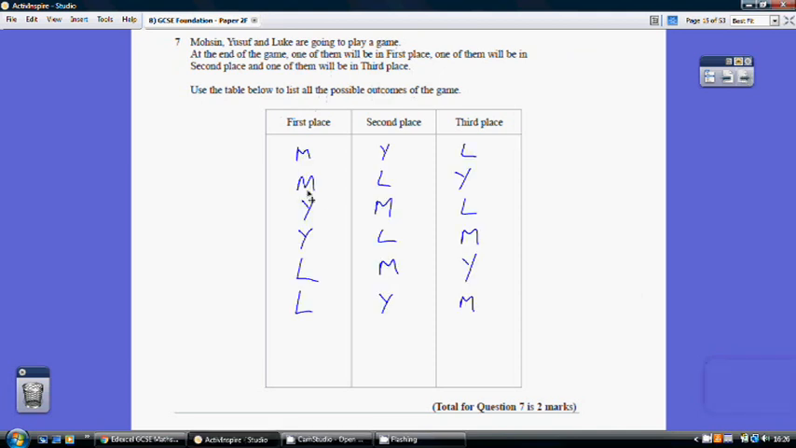So if we have M first, then we can have Y then L, or L then Y. If we have Y coming first, we could have M then L, or L then M. And then finally, if we've got L coming first, we could have M then Y, or Y then M. So 6 possible combinations.